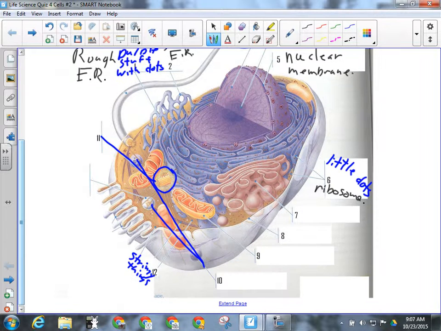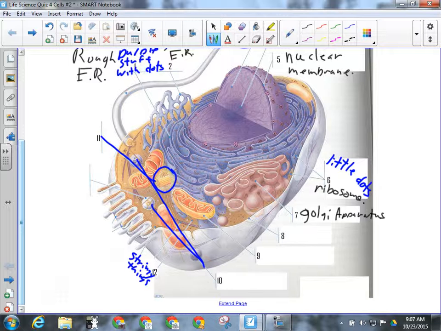Okay, number 7. What are we looking at there? That is the Golgi apparatus. And the job of the Golgi apparatus is to package wastes for removal from the cell, treat wastes, make vesicles to take waste out of the cell. We also said it produces peroxisomes and lysosomes. Those would also be acceptable.